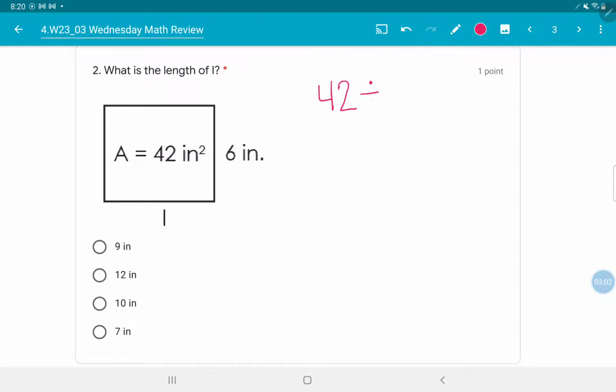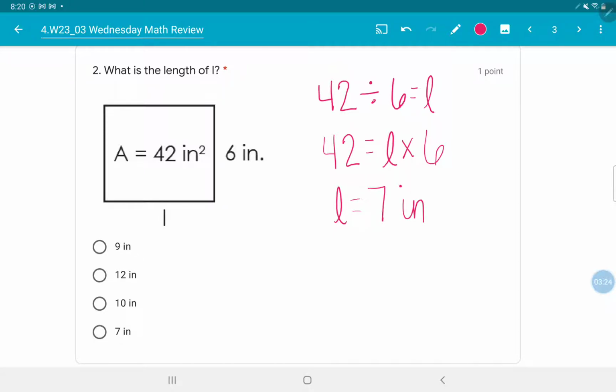Okay. 42 divided by 6 is going to equal the length, because area, which is 42, equals length times the width. And you turn that around into a division problem. And what would our answer be? 7. Length equals 7 what? 7 inches. Very good. Correct answer is 7 inches.